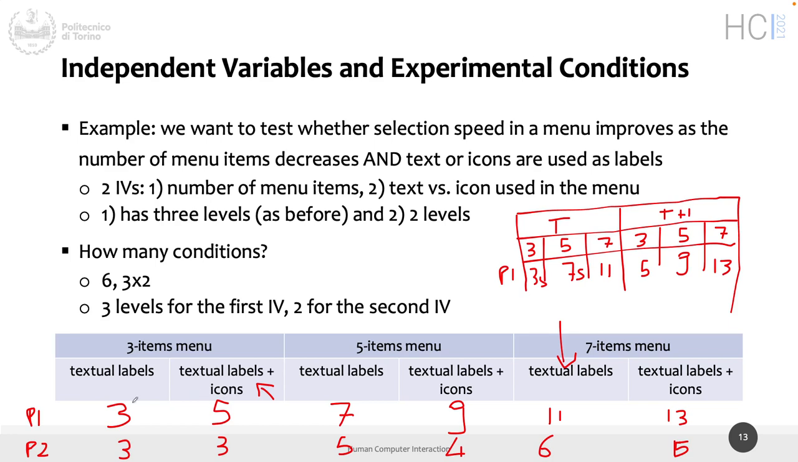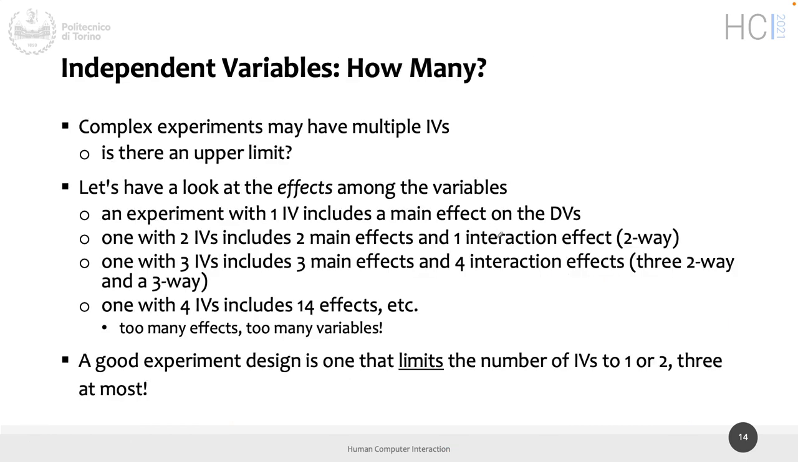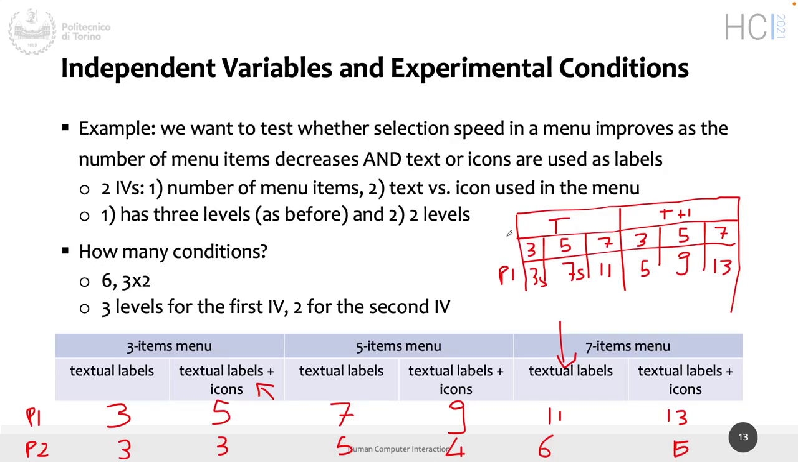So these two effects separately, one for the first independent variable and one for the second independent variable. We are measuring time. But here we also have one interaction effect that is called two-way. That is the interaction effect that puts together the first and the second independent variable. So in other terms, just intuitively, is this three or this five mostly due to the textual label or to the length of the menu?